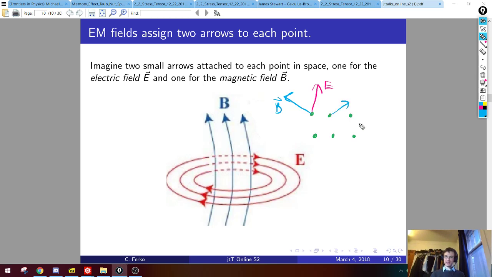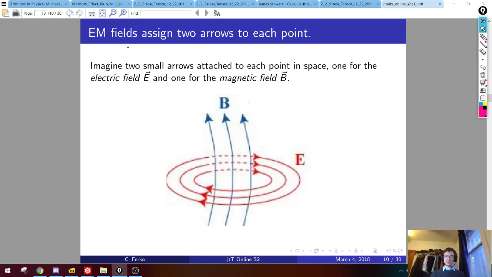And these can change, so you can have different lengths of arrows. Maybe in some places the arrows are 0, but there's still 2 of these arrows at every point of space, filling all of space forever. This is what we call a vector field. So it's a very complicated sounding word for a very simple idea of simply attaching 2 vectors to every point in space.